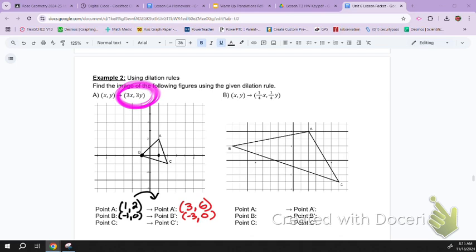How about point C? Where is the original point? 2, -1. Great. And we're going to multiply that by 3. 6, -3. Now we're going to graph these new ones. Here's A prime. Here's B prime. Here's C prime. Now that I have the points, I'm going to connect them.